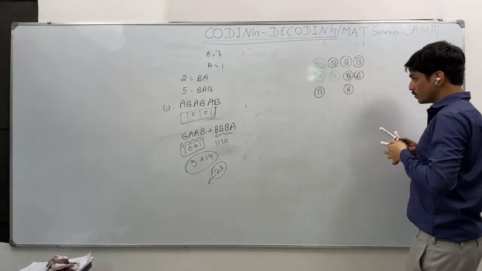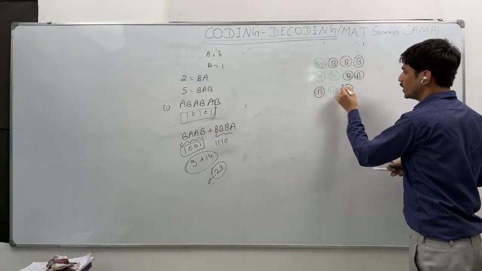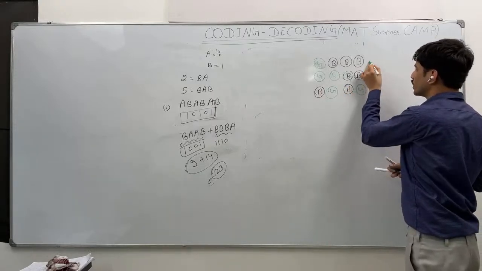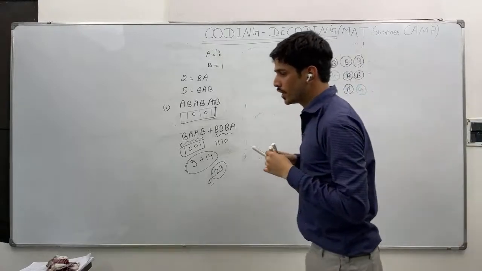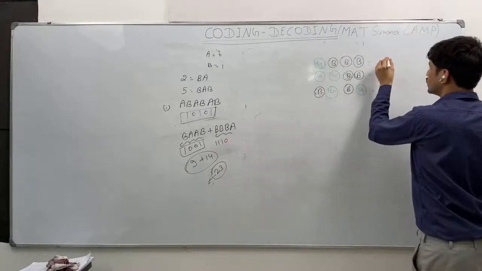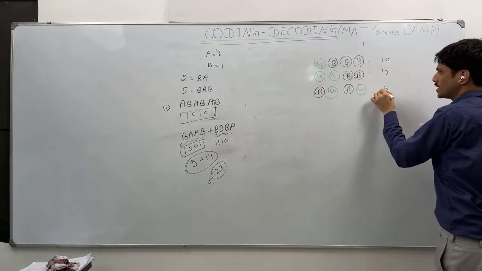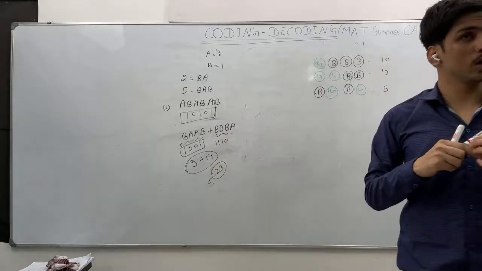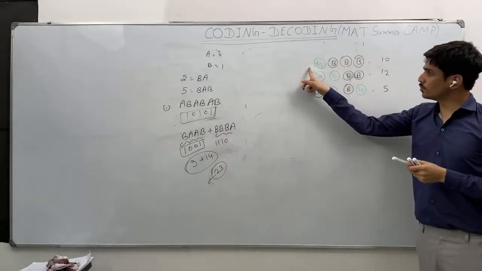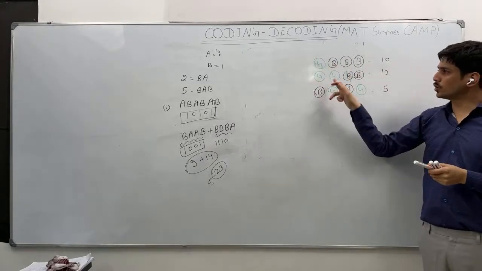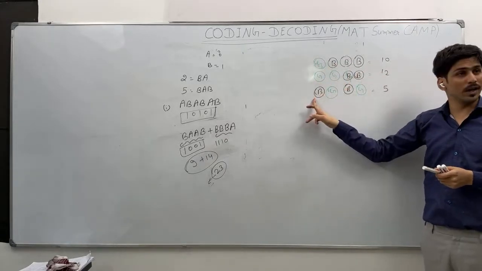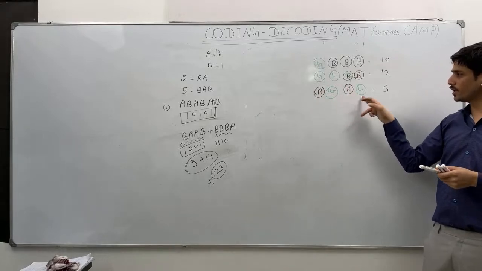So you are given 4 balls like this, and the corresponding value is given: 10, 12, 5. Let's say you have 2 types of ball. One is green ball, another one is black ball. So green ball and 3 black balls are 10. 2 green, 2 black are 12. Black, green, black, green is equal to 5.